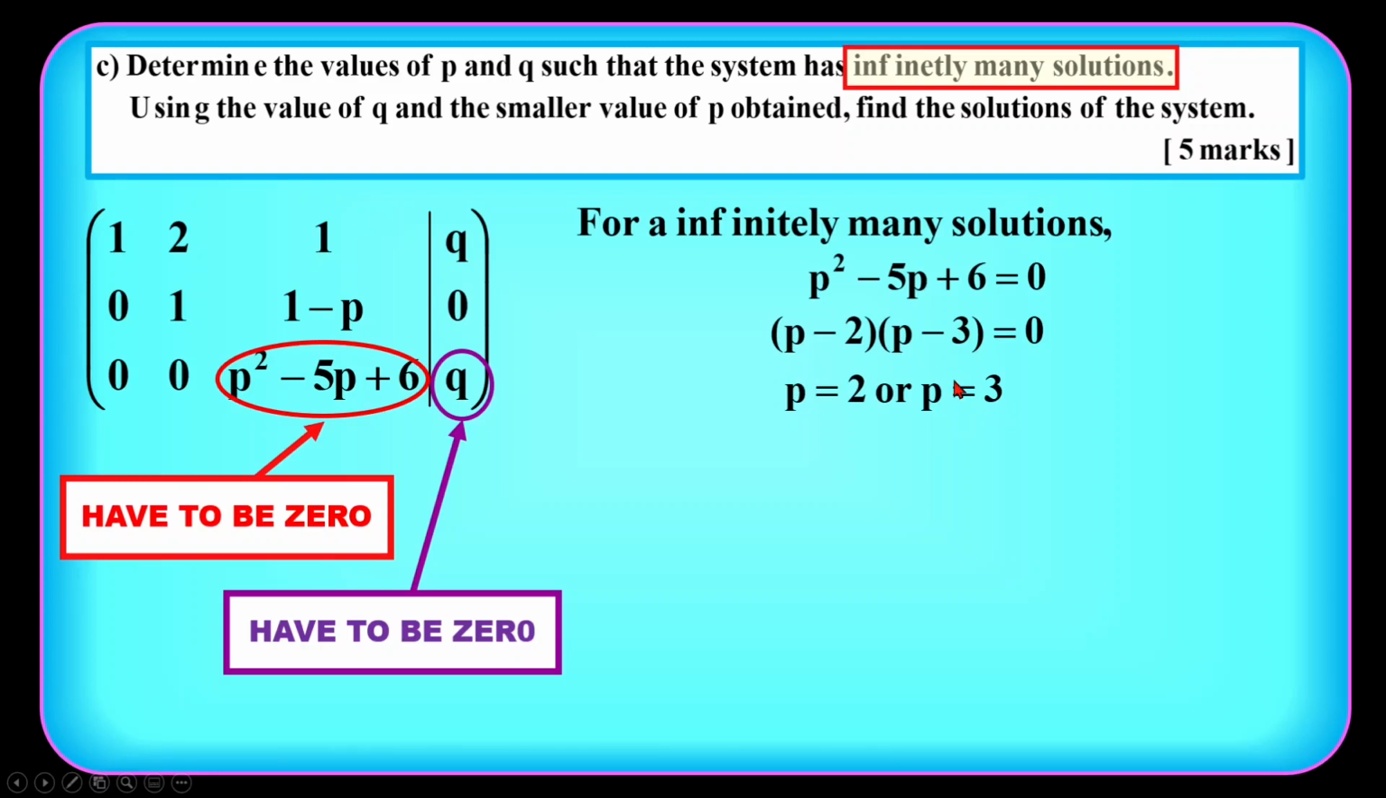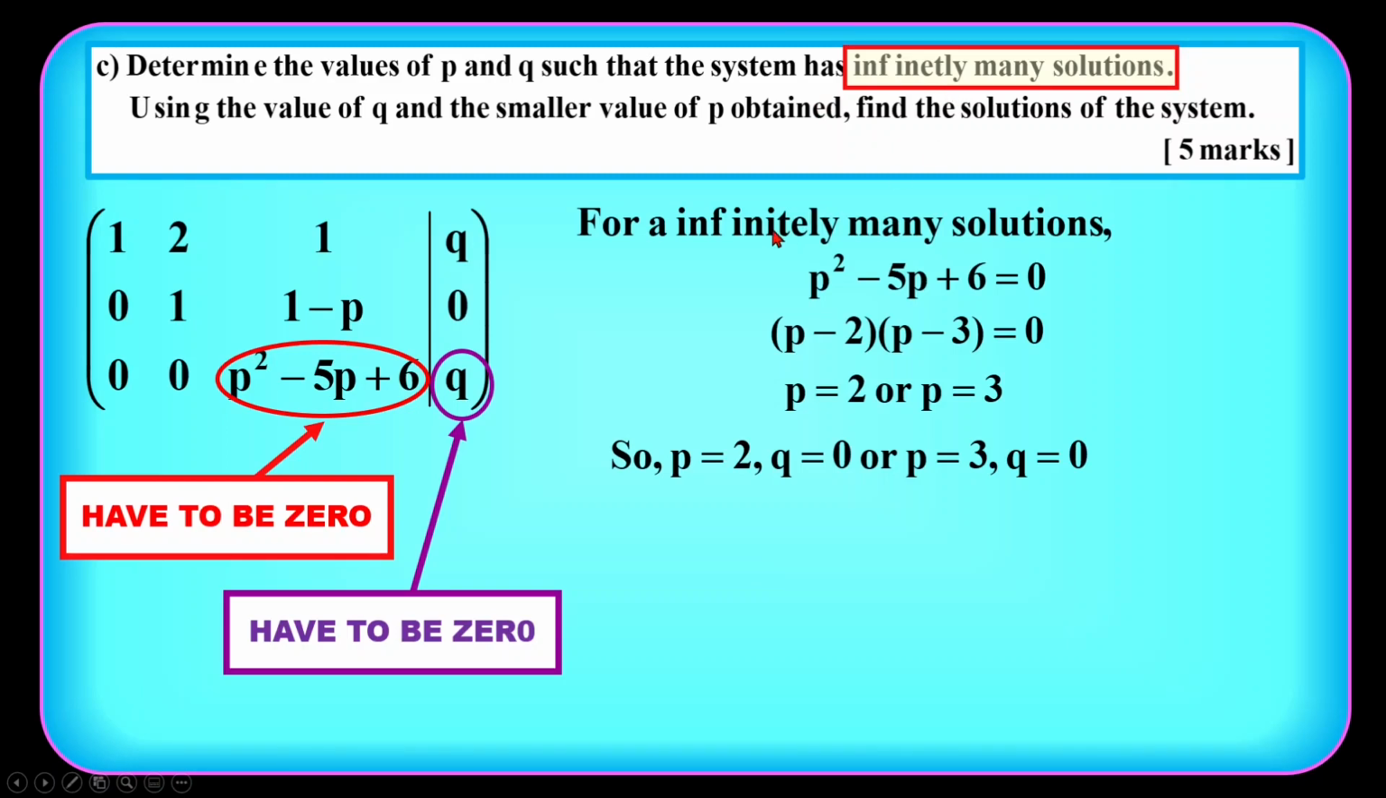So we have both of them. Okay, but then remember the Q. So the Q has to be 0 too. So now we have two sets of answers: P equals 2 and Q equals 0, or P equals 3 and Q equals 0. Okay, so that will complete the first part of the question.